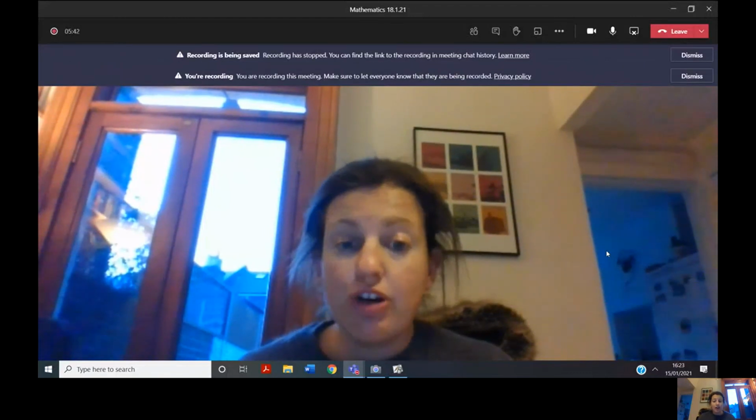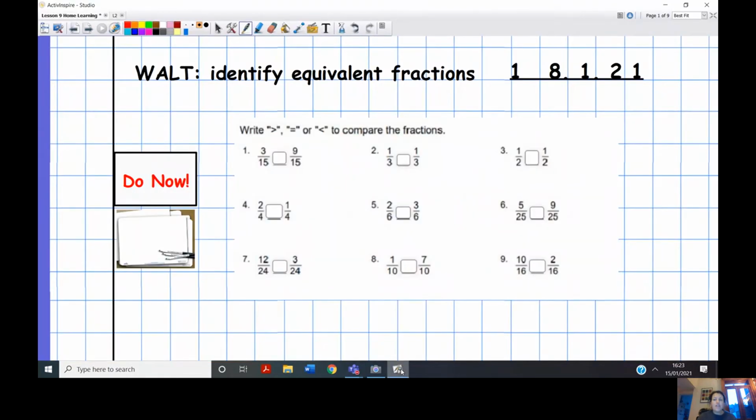So I've got your do now here. It's going to be reviewing our comparison of fractions with the same denominator. For each pair of fractions you're going to need to decide whether it is greater than, equal to or less than. So you're going to look at the two fractions, and is the first fraction greater than, equal to or less than the second? Let's look at this first one as an example.